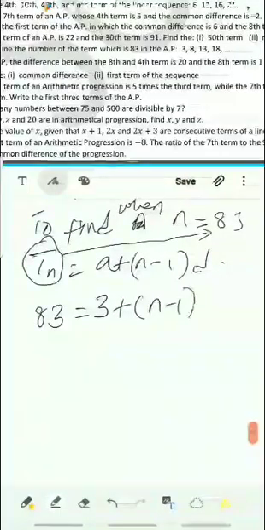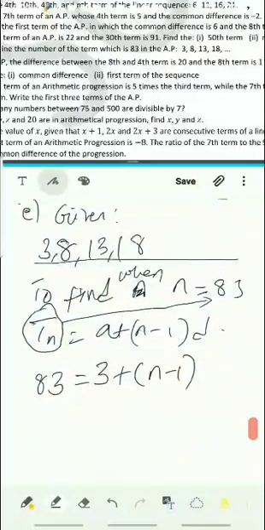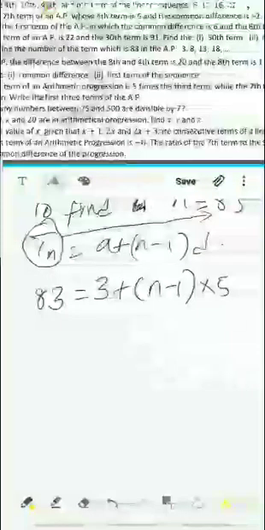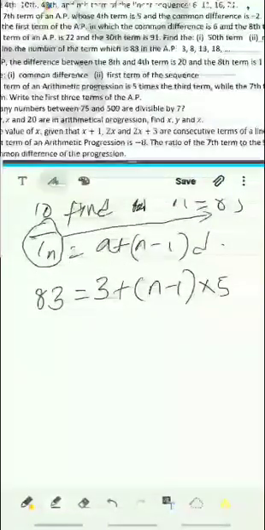Plus n minus 1. Then what is the common difference? If you look at this, the common difference is 5 times 5. Okay, so let me explain this now. This one is saying which term of this sequence will be such that when this operation is performed, the Tn I'm going to be getting will be 83.